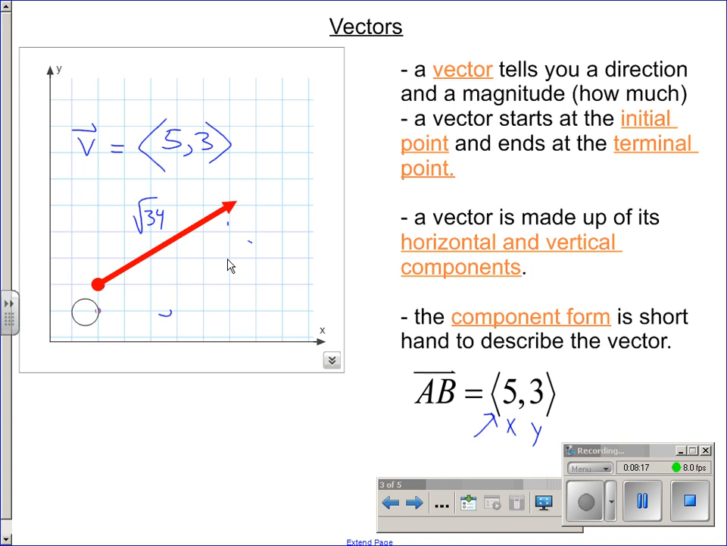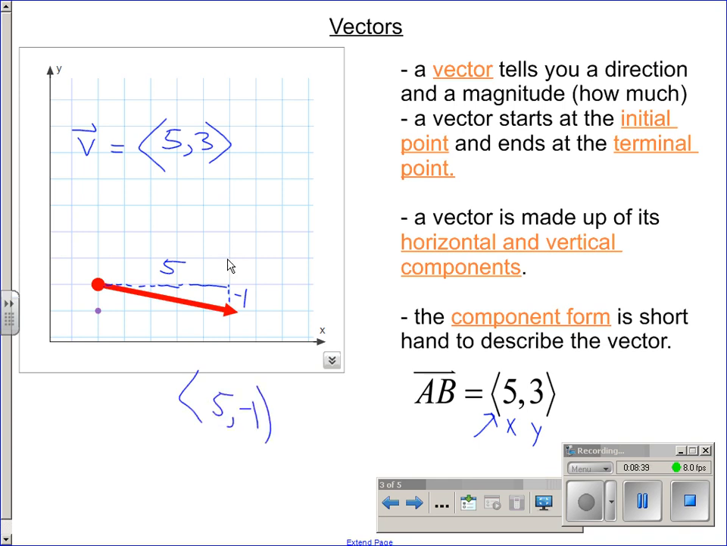So just to talk about some other vectors, let me change this point to be here. Now the component form for this vector would be, we're going horizontally 5, but now we're going down 1. So our vector component for this one would be <5, -1>, with a bracket. That's the idea of vector components.